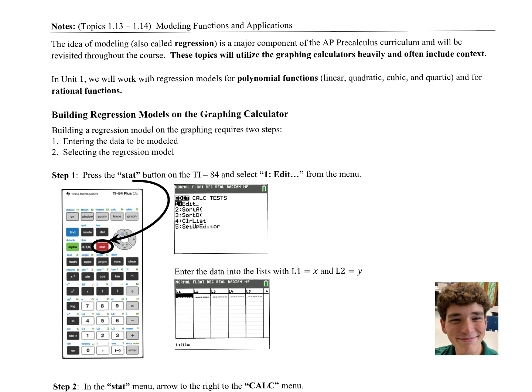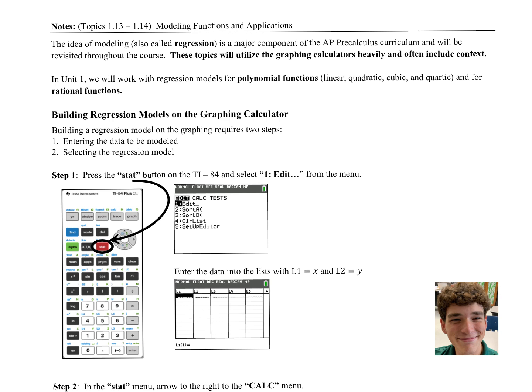The idea of modeling, also called regression, is a major component of the AP Pre-Calculus curriculum and will be revisited throughout the course. These topics will utilize the graphing calculators heavily and often include context. In Unit 1, we will work with regression models for polynomial functions, linear, quadratic, cubic, quartic, and for rational functions.